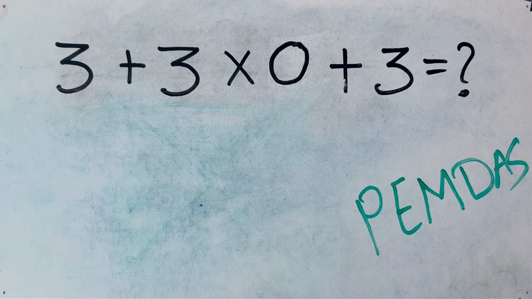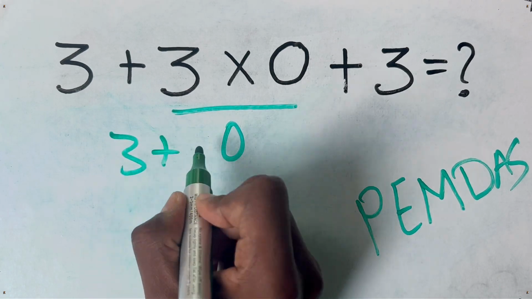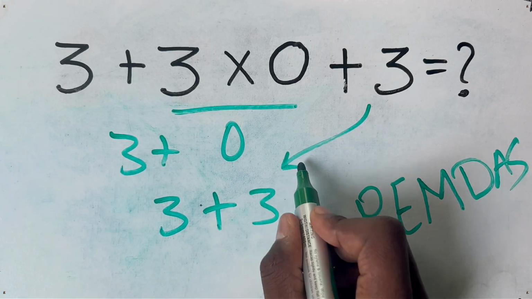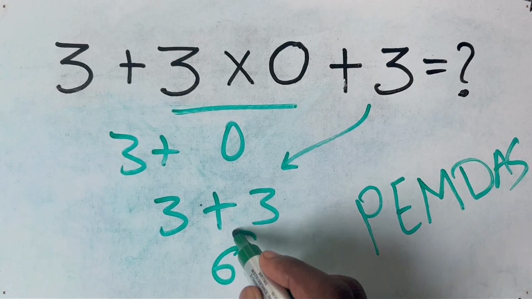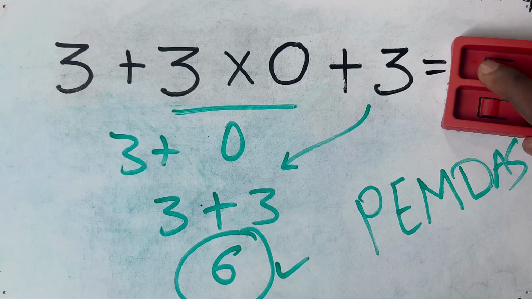So according to PEMDAS, first we have to multiply 3 times 0, which gives us 0. Then the addition of 3 is done after that, which equals 3 again. So here, 3 plus 3 gives us 6. So the answer is 6. Therefore, the correct answer will be 6.